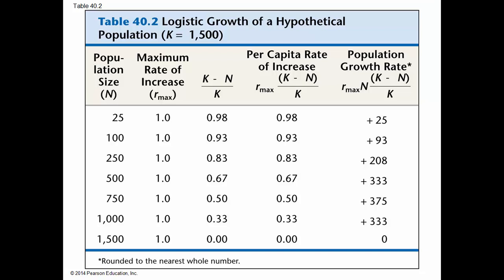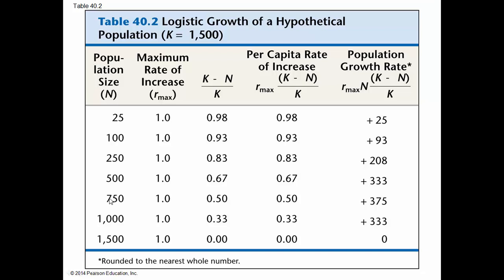This table shows calculations of the population growth rate of a hypothetical model population growing according to a logistic model with R max equals 1.0 per individual per year. Notice that the overall population growth rate is highest at 375 individuals per year.